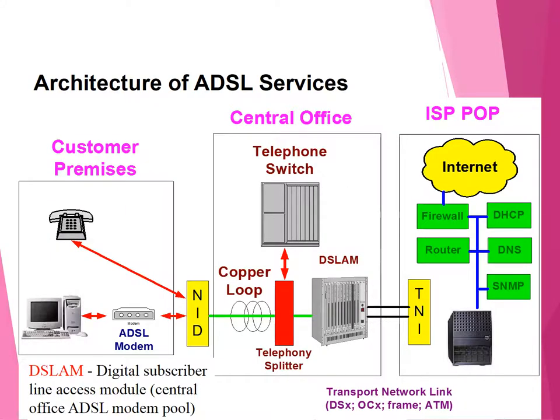Architecture of DSL services: customer premises, ADSL modem, DSLAM, digital subscriber line access module, central office, ADSL modem, full central office telephone switch, copper wire, DSLAM, telephone splitter, ISP, internet, firewall, router, DHCP, DNS, SNMP, transport network link, DSOCX.